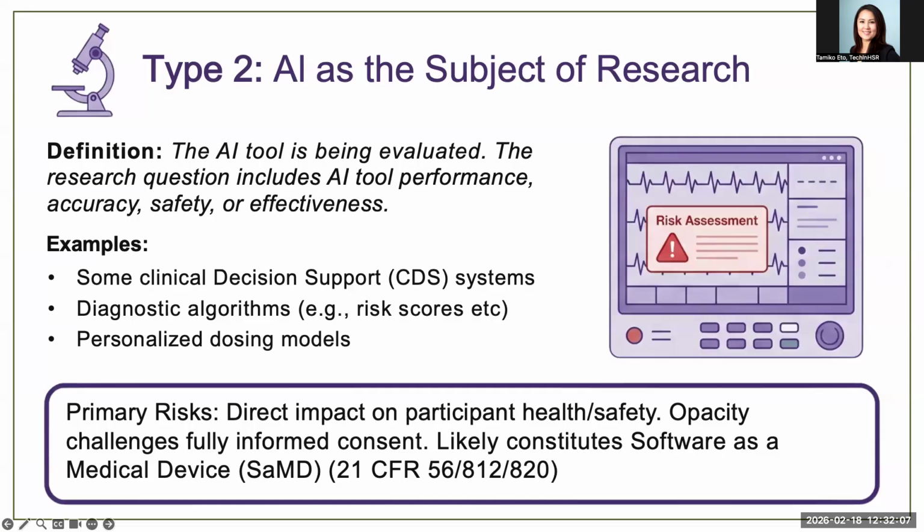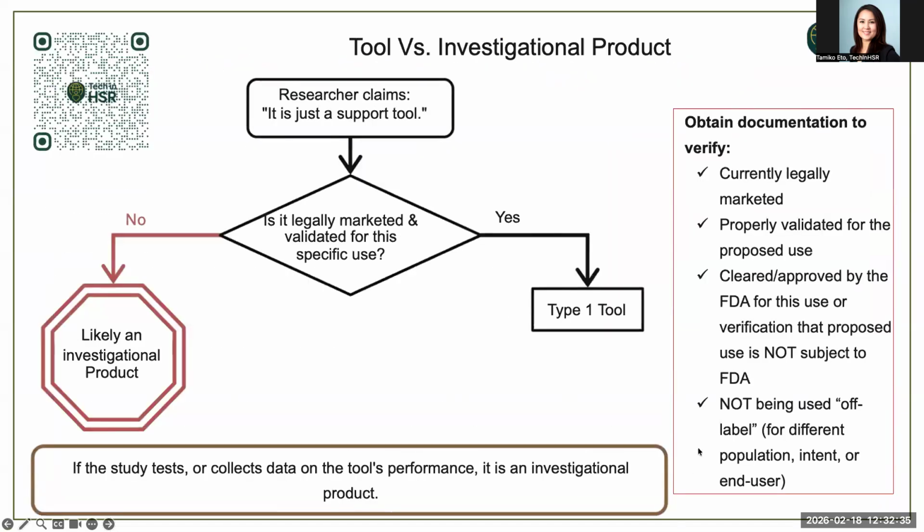So the primary risks may involve direct impact on participant health and safety. Additionally, opacity challenges, or that lack of clarity of informed consent. And these tools, the ones listed here, likely constitute software as a medical device and therefore could be subject to 21 CFR 56, 812, and 820 or 810. You might be thinking, well, it might be a little bit difficult to determine if the AI is truly a tool or if it's being studied.